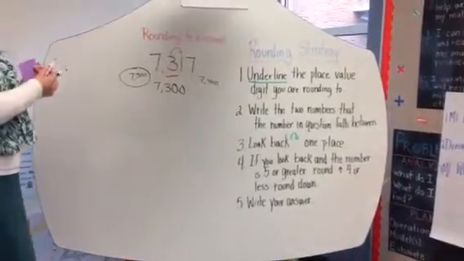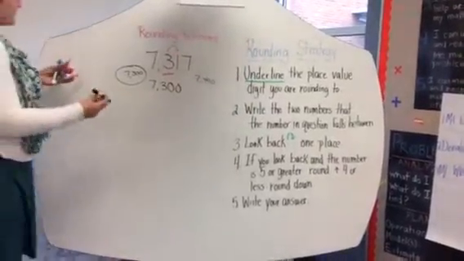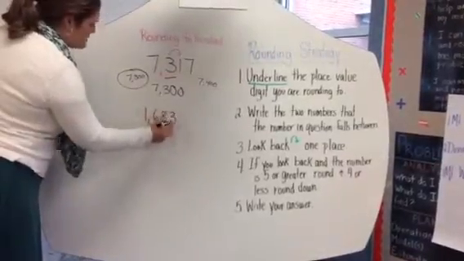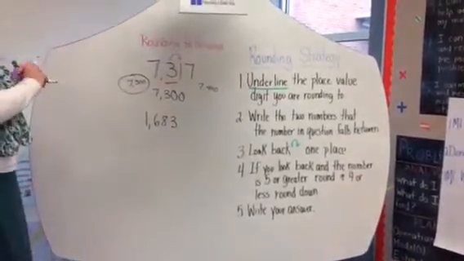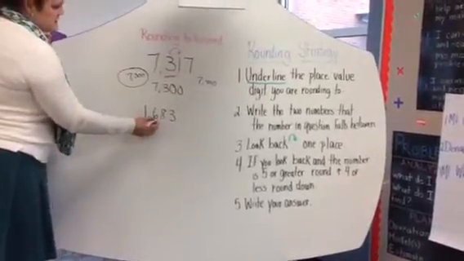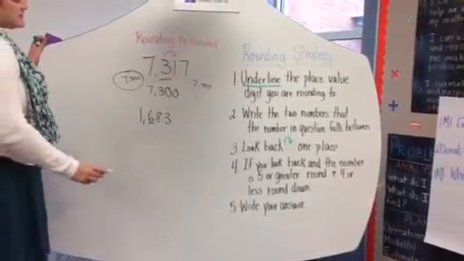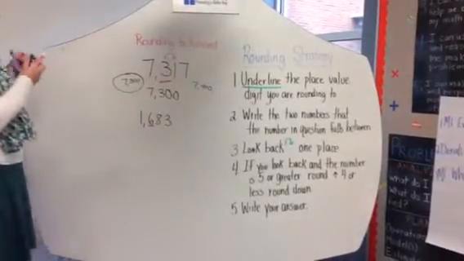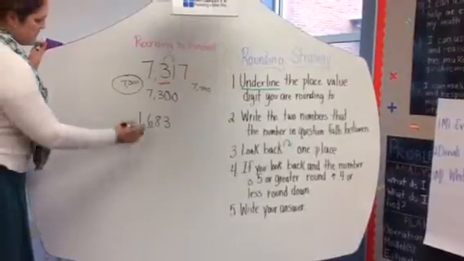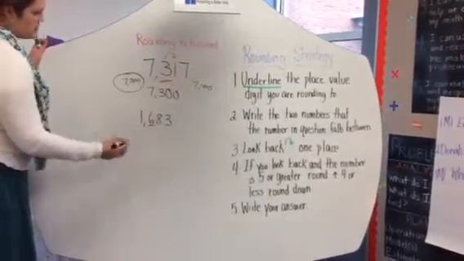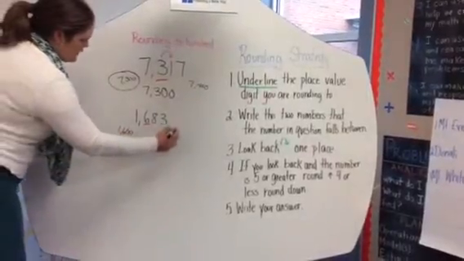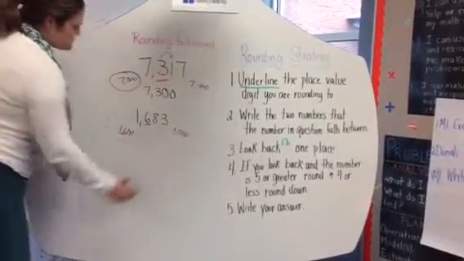We're going to look at one more example of this. If I have the number 1,683, I'm going to walk through the same strategy. I'm rounding to the nearest hundred. I underline the digit that is in the hundreds place. I write the two numbers that our number in question falls between. So on a number line, 1,683 would fall between 1,600 and 1,700.